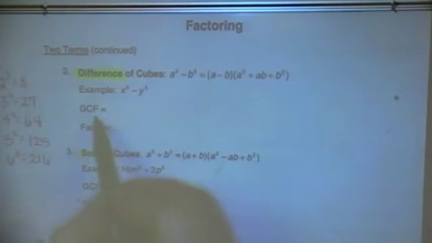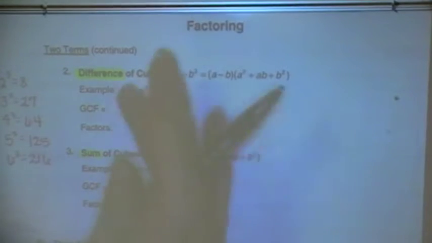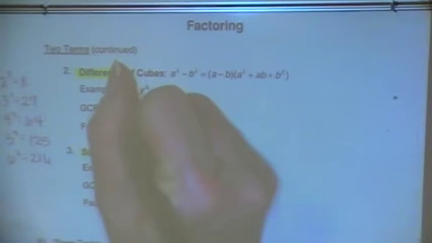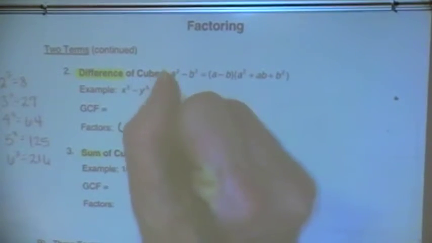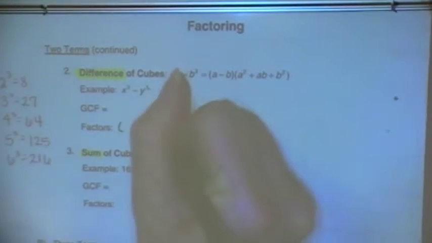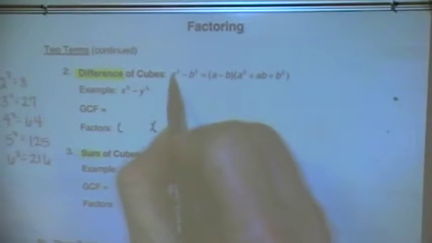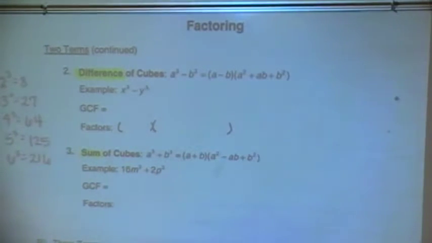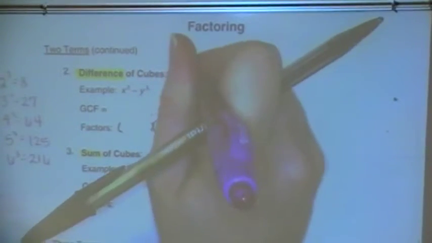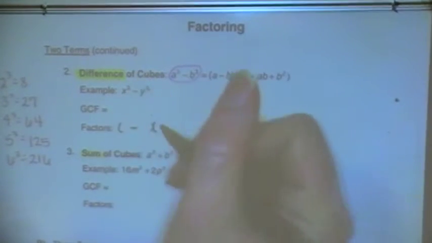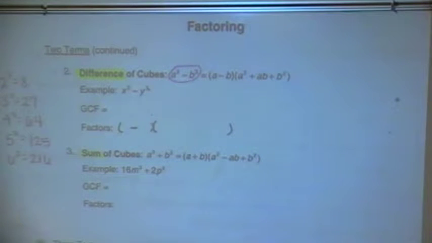Now we want to ask ourselves, is there a GCF in this example? There is not. So we're going to move on to creating the factors. So you are going to create a small set of parentheses and a large set. That's always how you start this. One small set, one large set. Then, the sign that is in the original problem. So, this is my original problem: a cubed minus b cubed. I'm going to take the sign that's in my original problem and put that in the small set of parentheses. So, it gets a minus.